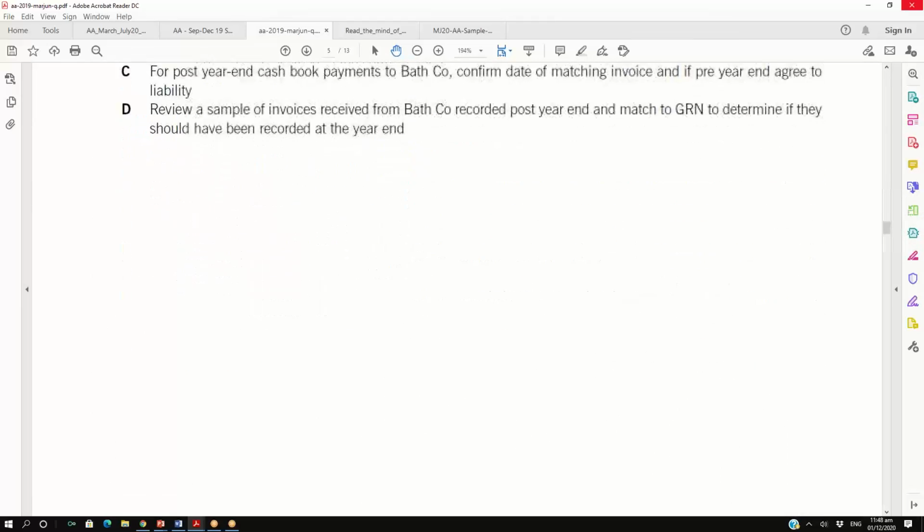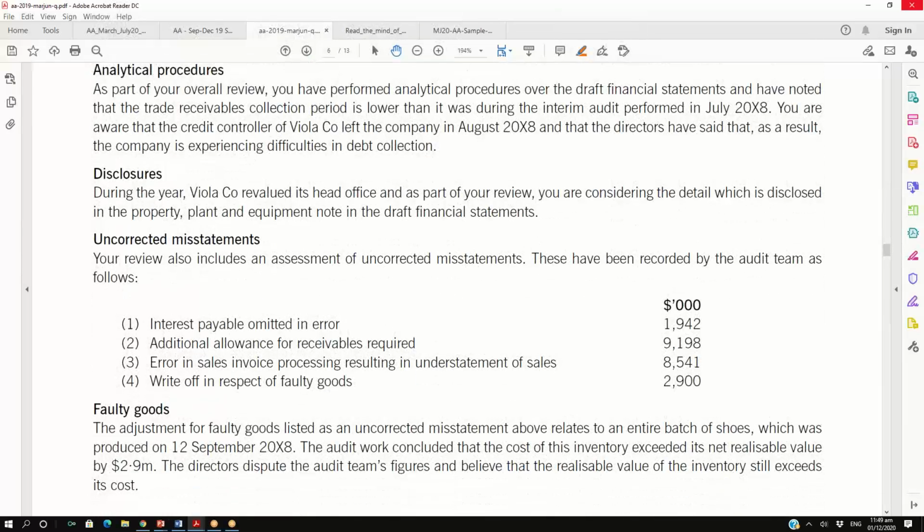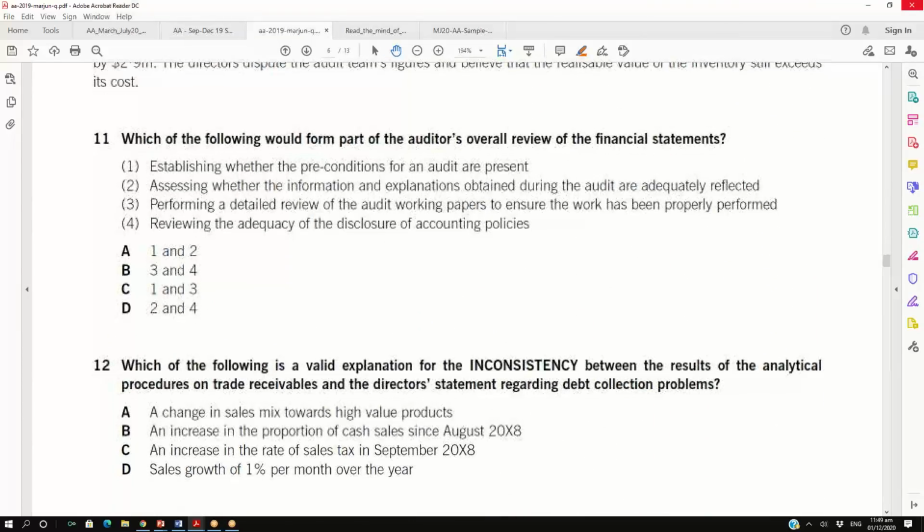You answer it, you get to the next case study. The following scenario relates to questions 11 to 15. And you read the case again carefully, spending 8 to 10 minutes. And then you have questions 11 to 15.